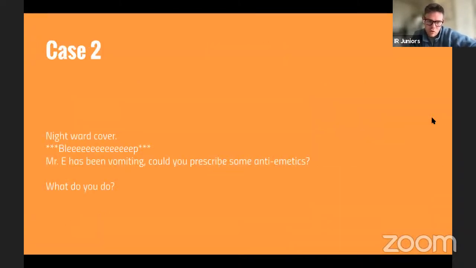Another case, just going to quickly run through. This is a patient who I was called to see overnight, and the patient was vomiting on a surgical ward. Could you prescribe some antiemetics? And the temptation in these situations is often to just do what the nurses ask you to do. But I'd hope that you'd all answer and say that would not be what you'd do.